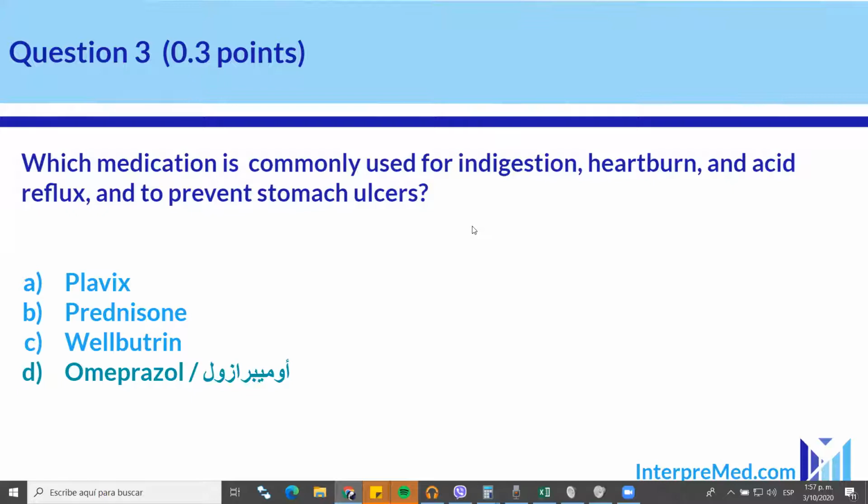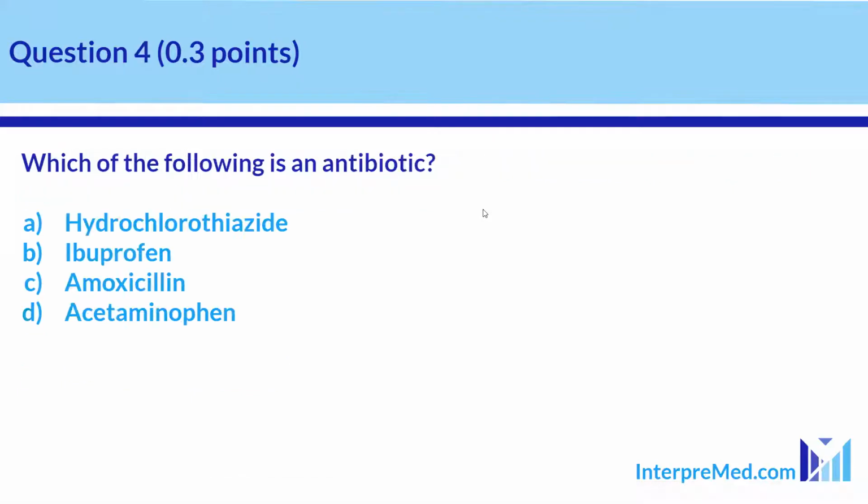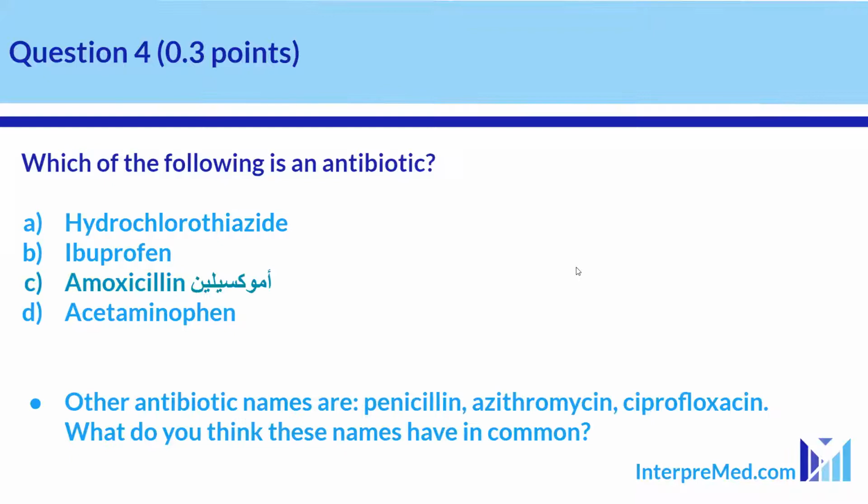Omeprazole. Okay, next. Which of the following is an antibiotic? A, hydrochlorothiazide, B, ibuprofen, C, amoxicillin, D, acetaminophen. Amoxicillin. D. Salma. Amy said D first. No, it's C. It's amoxicillin. Salma said it. Oh, Salma, okay. Yeah, okay, I was wrong. Okay, Salma, you get 0.3.